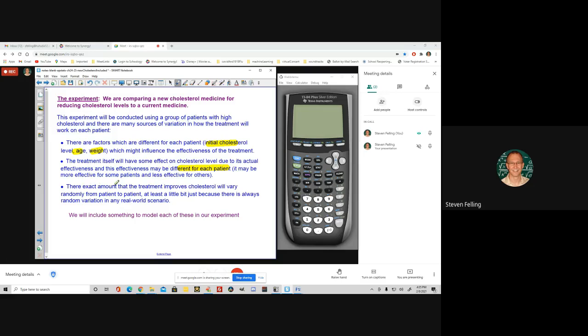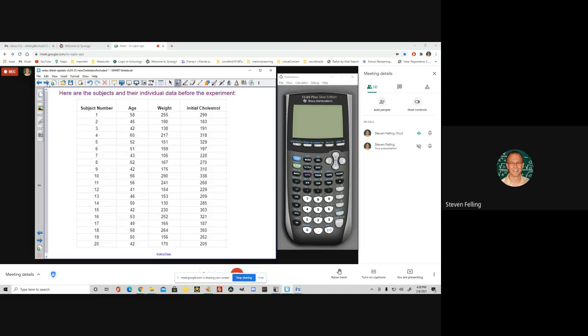And then the exact amount that the treatment improves the cholesterol is likely going to vary randomly a little bit from patient to patient, because whenever we do something in the real world, it's not exactly the same every time, right? So we should include something in our activity here to model the randomness that usually occurs. Okay, so we're going to include some way to model all three of these sources of variation that might affect the outcome in our experiment that we're modeling here.